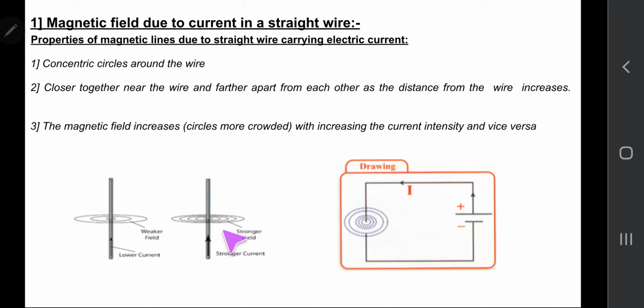The magnetic field increases when the current increases. At strong current the magnetic field increases, so the circles are crowded. But in case of lower current, the magnetic field decreases, so the magnetic flux lines around the wire are low, or a few numbers of phi m.